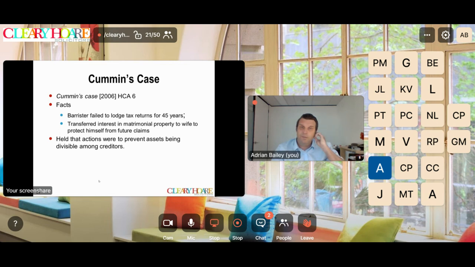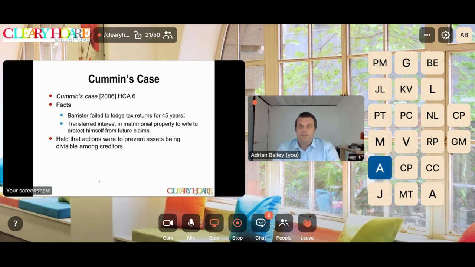in terms of some of the cases behind what our main purpose was, was it to defeat creditors? One of the cases that we often talk about is Cummins' case, which is a High Court case in relation to whether a transfer of a family home to his wife was to defeat creditors, I should say. So very shortly, the factual scenario behind that was we had a barrister, Mr. Cummins, who sometime before he became bankrupt, transferred his interest in his home to his wife. Mr. Cummins, like most barristers, wasn't very good at paying his tax, and he hadn't actually lodged his tax returns for 45 years of practice, which is a fairly good effort when you think about it.